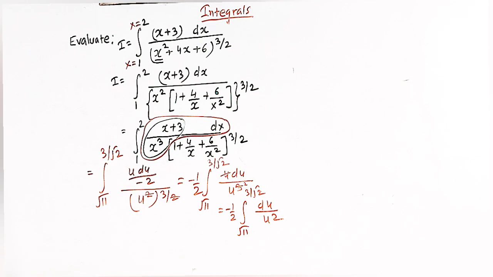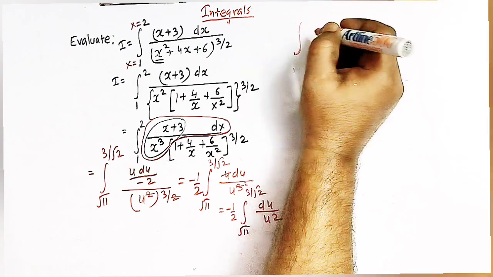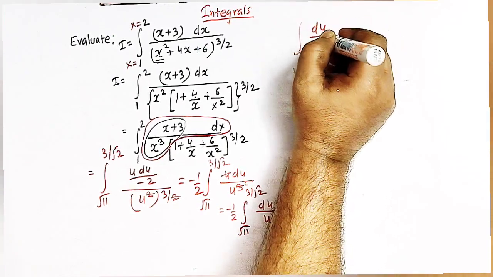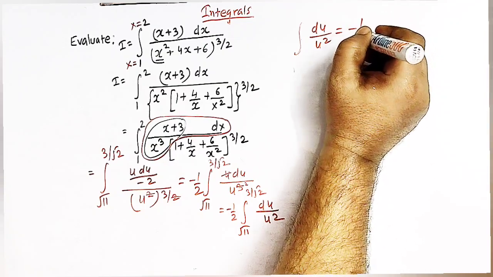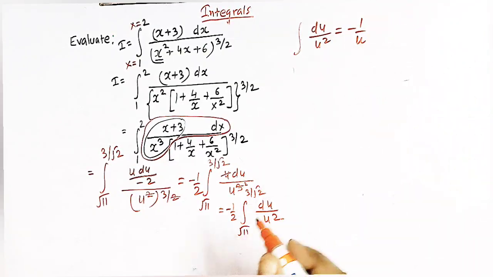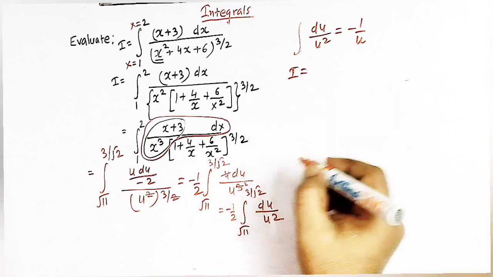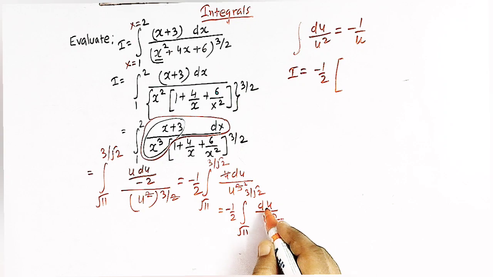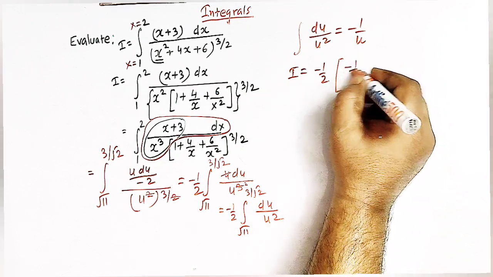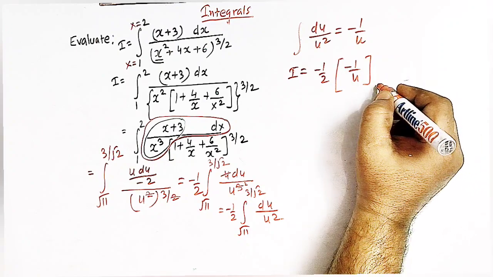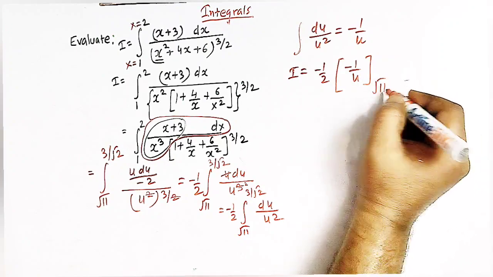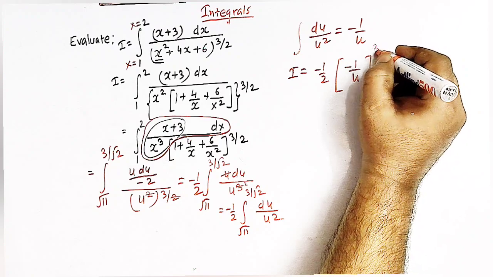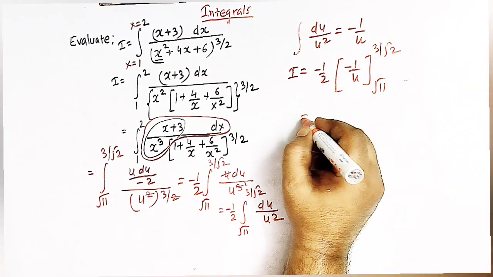Right? So now we have a very simple integral, that is du over u square. So by the method of substitution, we have reduced this integral to this simple integral, and the integral du over u square is minus 1 over u. Right? So now we can write the integral I as minus half, and here the integral du over u square is minus 1 over u, and the limits of integration are from square root of 11 to 3 over square root of 2.